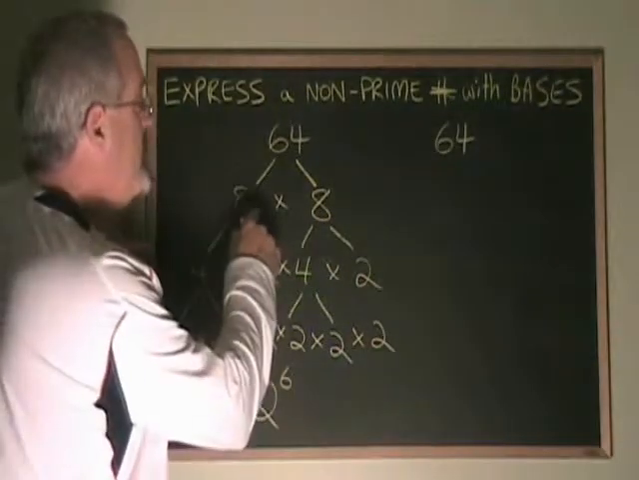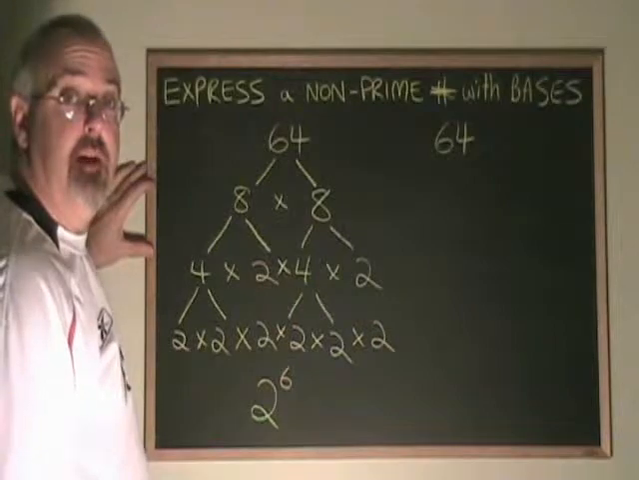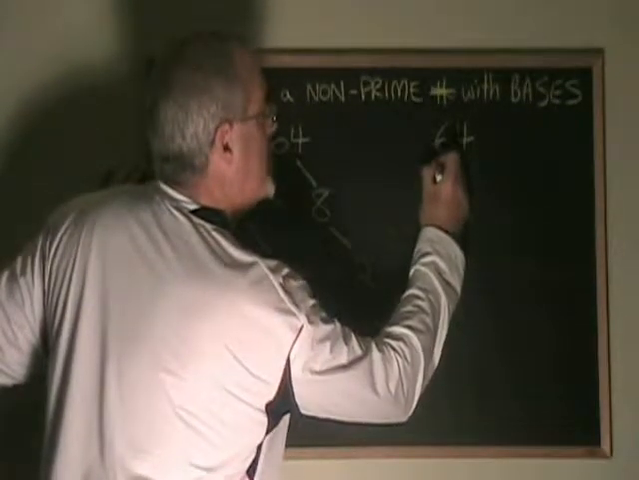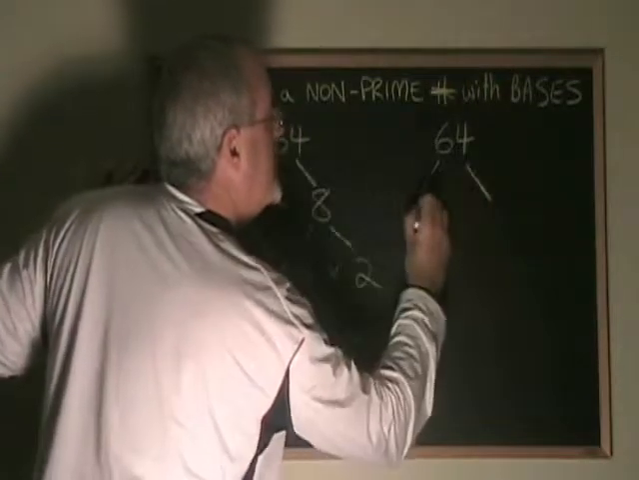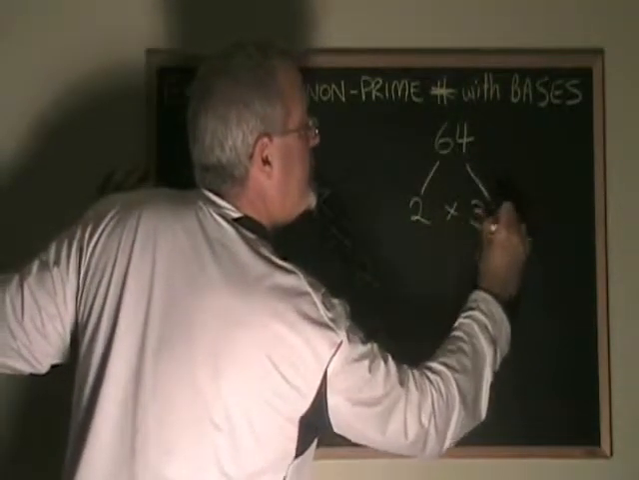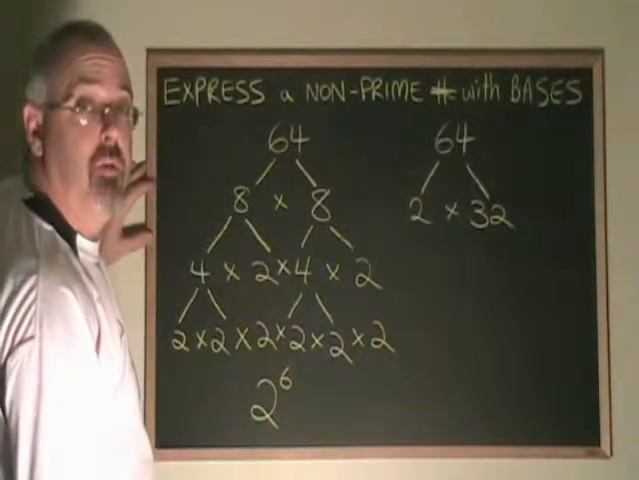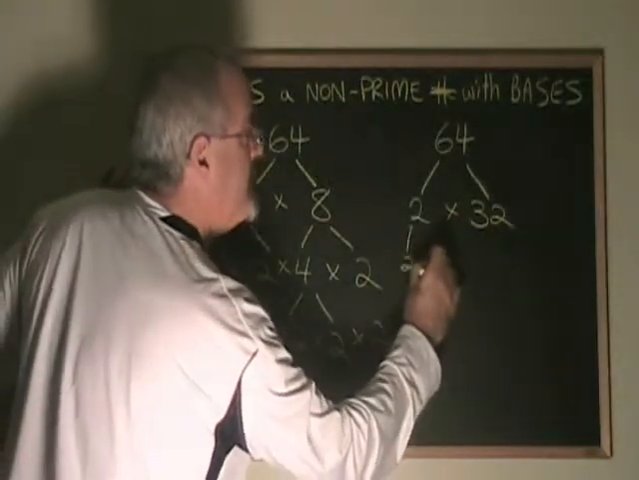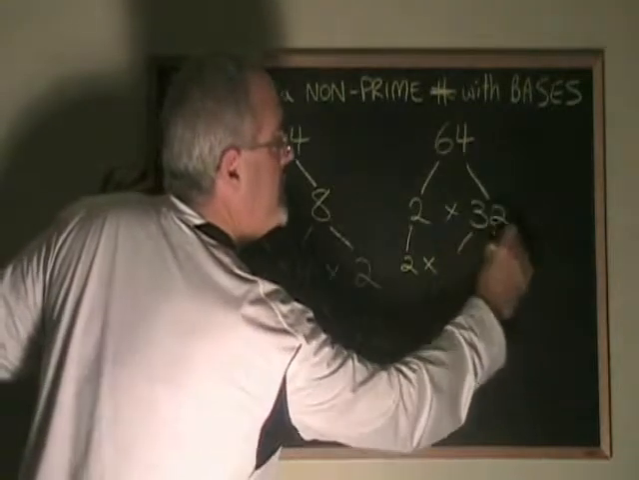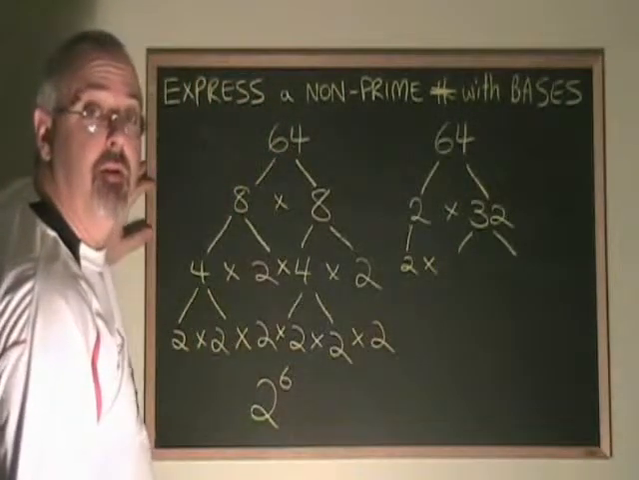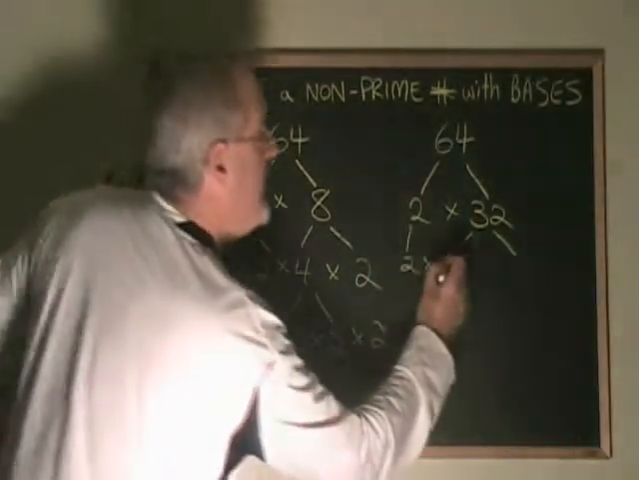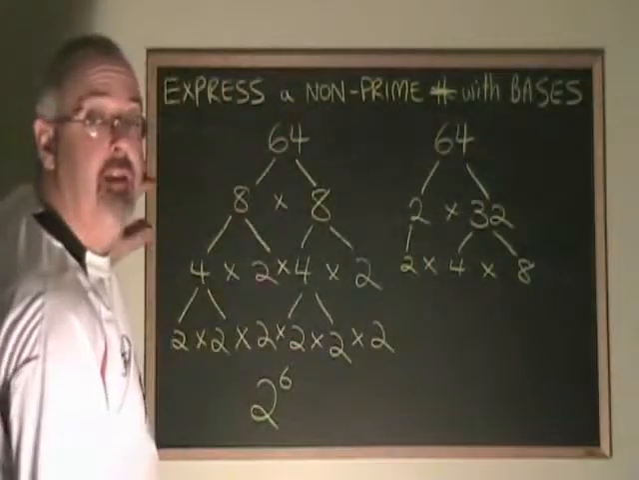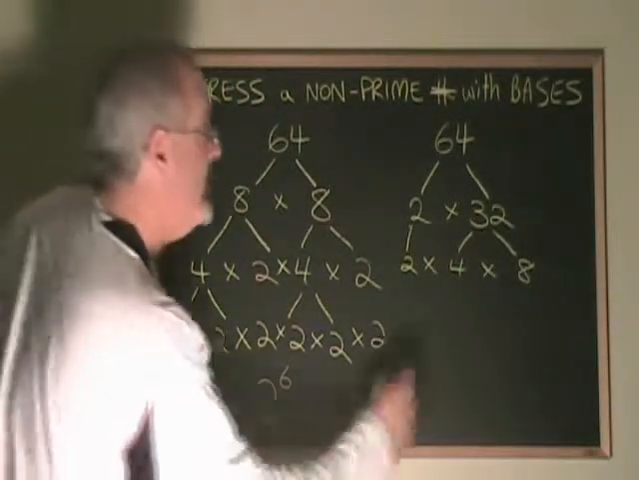But what if we don't choose 8 and 8 as our factors in the first step? What if we decide that we're going to choose 2 times 32? Well, this will still work. But the 2 is prime, it's just going to be carried down. And the 32 can be broken into any two factors of 32 that we want. We can use 4 times 8. Since the 4 and the 8 both have factors, we have to continue.